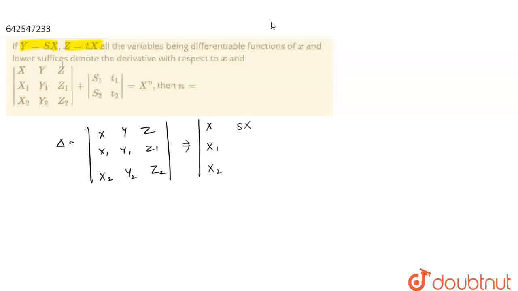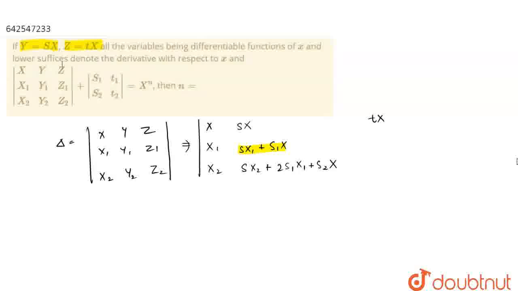Now here if we see y, y equals what is given? We are given y equals sx. Now, derivative of sx: we will use the product rule in sx. So after using the product rule, we will have sx1 plus s1x. Okay. Now, if we take the derivative of this, then we will have the second derivative. So if we find the second derivative, which is y2, in place of y2 we will have sx2 plus 2s1x1 plus s2x.